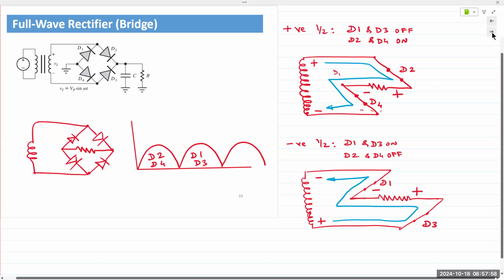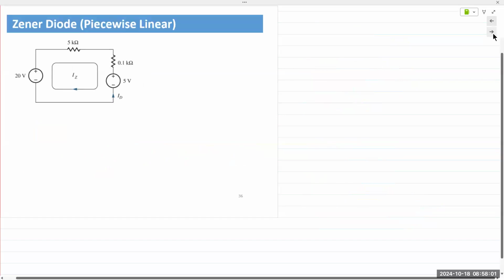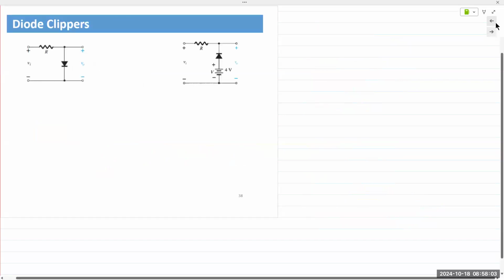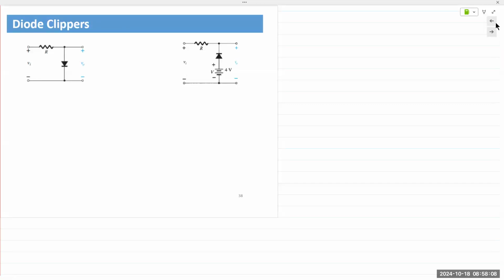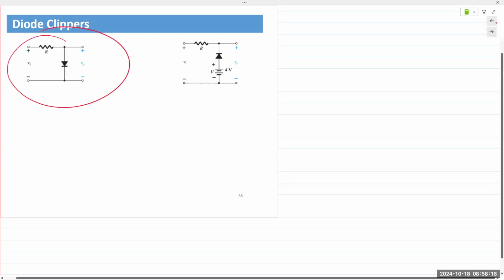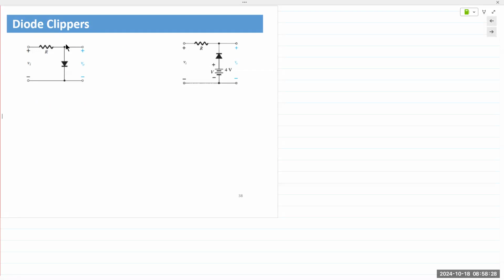We have about 3 minutes left. Let's look at diode clippers. Not enough time to go too in depth, but clippers and clampers are two circuits where diodes are used to clip the output waveform. Okay, and the circuit, of course, should be familiar because it's similar to a half-wave rectifier. A half-wave rectifier clips the negative waveform, the negative half cycle. And so a half-wave rectifier behaves like a diode clipper.